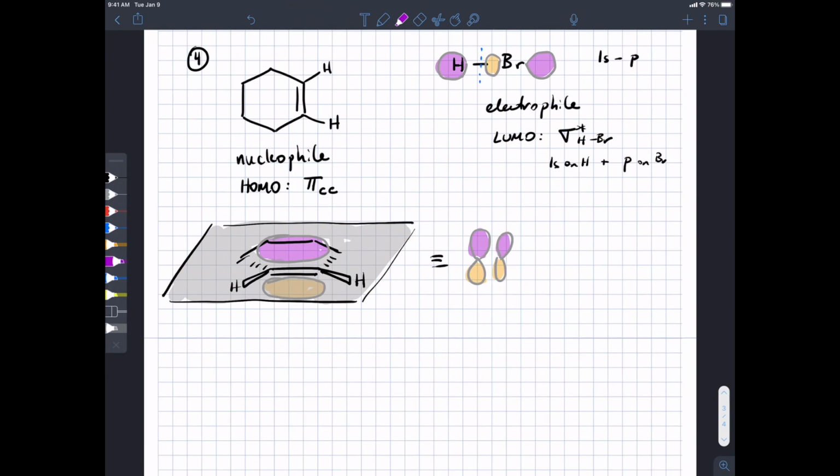Okay, so HOMO attacks LUMO. I'm going to draw an arrow from my pi bond, or from the pi orbital, the electrons in the pi orbital, to the sigma star. Now at this stage I have to ask, which of the two am I going to attack, the hydrogen or the bromine? And it turns out HBr is an acid.